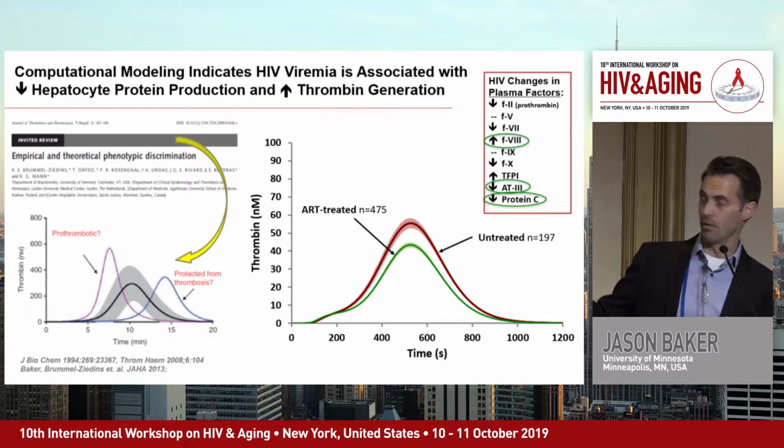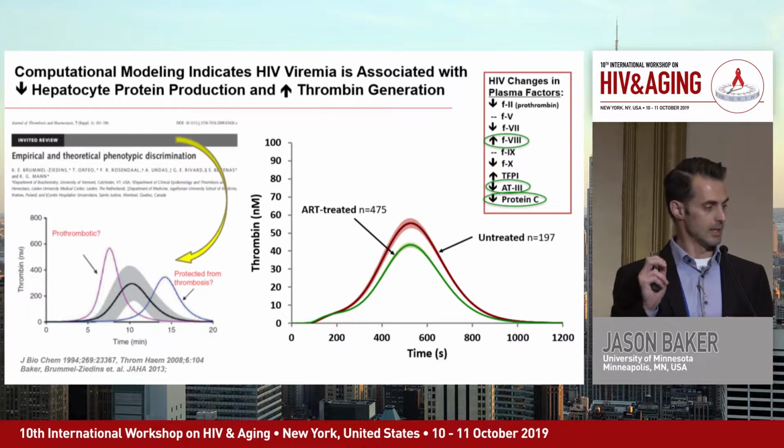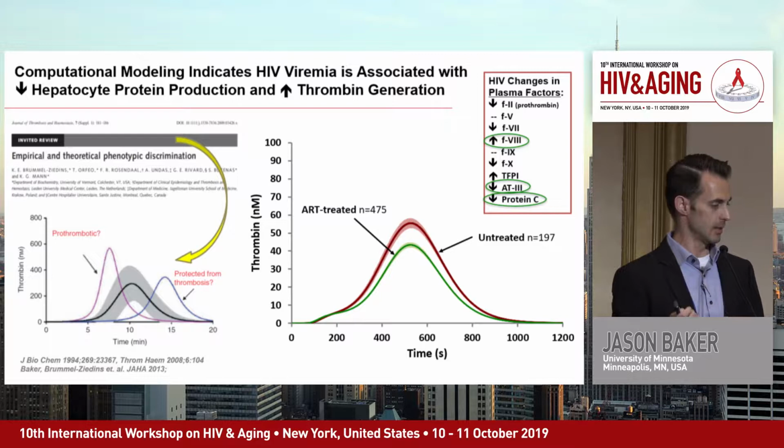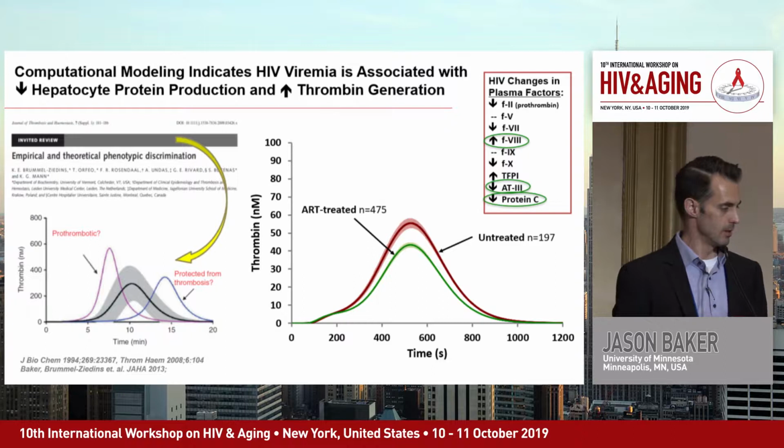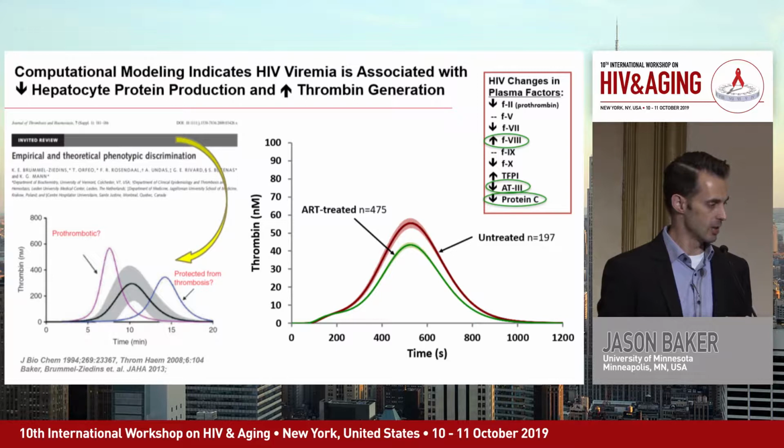But when Kathleen actually looked specifically at what's accounting for that difference, that increased modeled thrombin generation, it was really increases in factor 8, decreases in some of the anticoagulants, antithrombin and protein C. And keep note of those markers because they'll come up here in theme. So we have an effect on increased thrombin kinetics from HIV that's largely accounted for by both an increased pro-inflammatory signal and a reduction in an anticoagulant response.